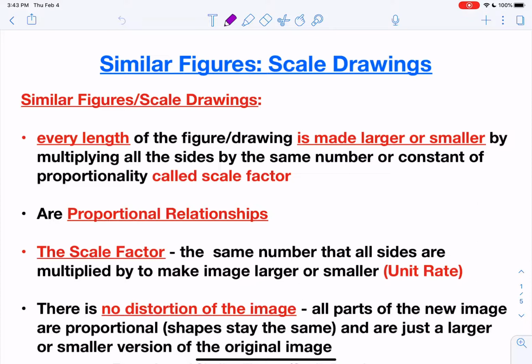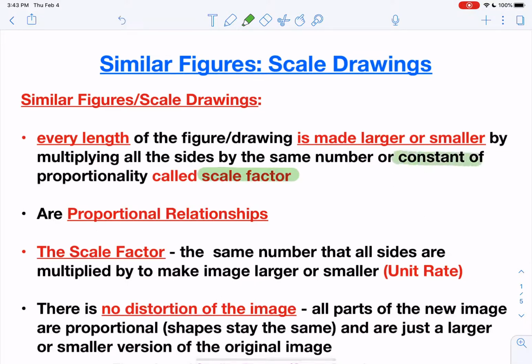Today we're looking at similar figures or scale drawings. So, what are similar figures or scale drawings? Well, that's when every length of the figure or drawing is made larger or smaller by multiplying all the sides by the same number, or constant of proportionality, which we're going to call the scale factor.